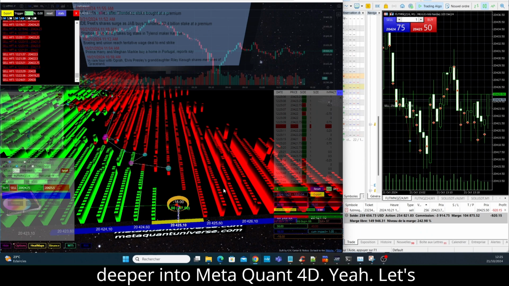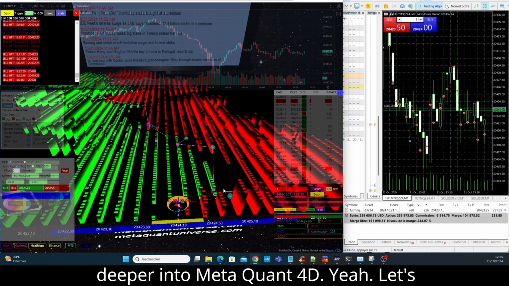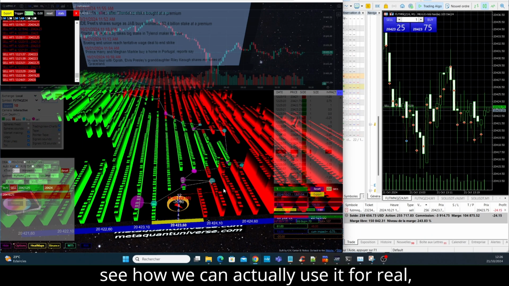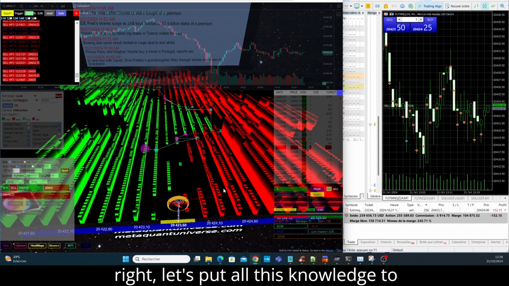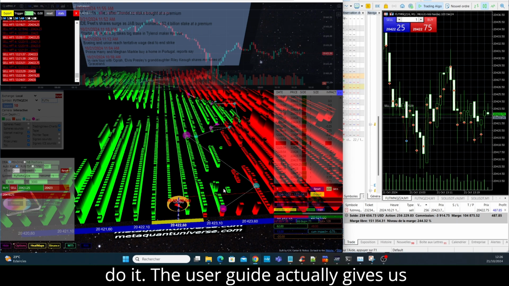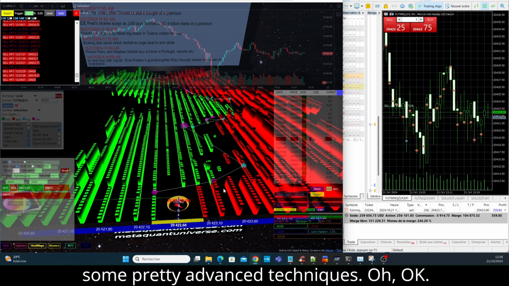Let's dive even deeper into MetaQuant 4D. Let's see how we can actually use it for real scalping strategies. All right, let's put all this knowledge to work. Yeah, like in real trading. Let's do it. The user guide actually gives us some pretty advanced techniques.